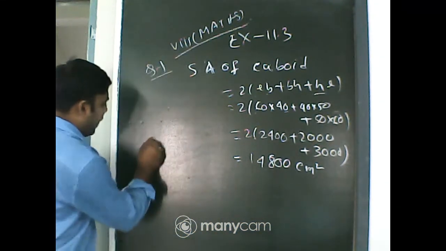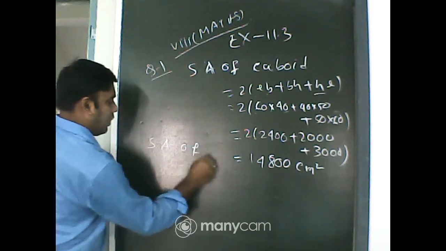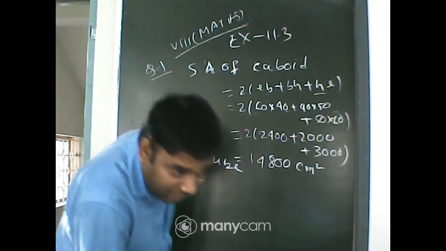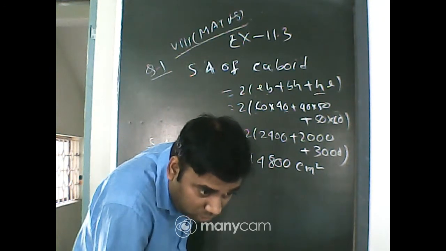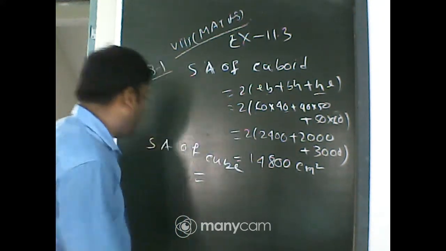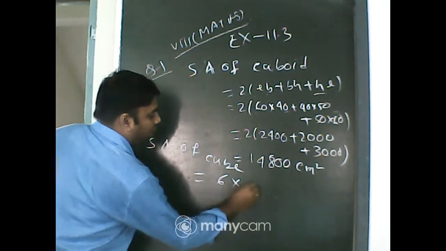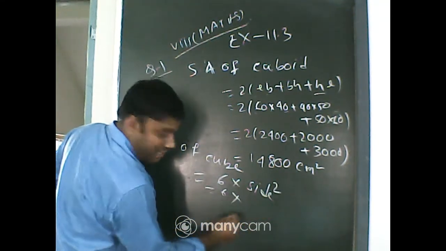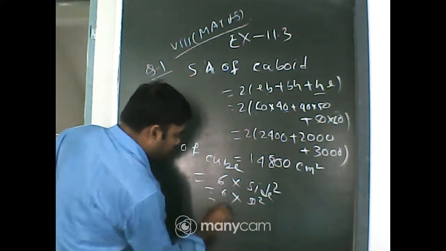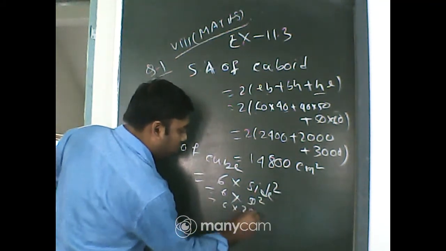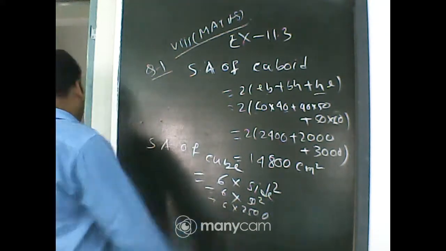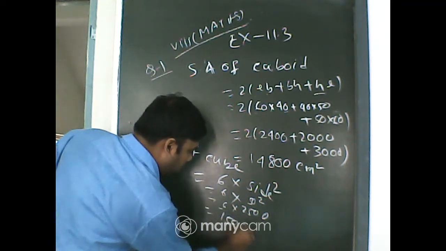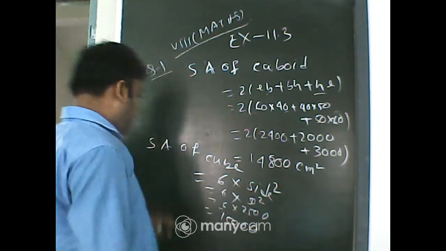Now surface area of cube. Tell me the formula first. 6 into side square. Very good. That is 6 into side square, means 6 into 50 square. 50 square means 6 into 2500, which is 15000.